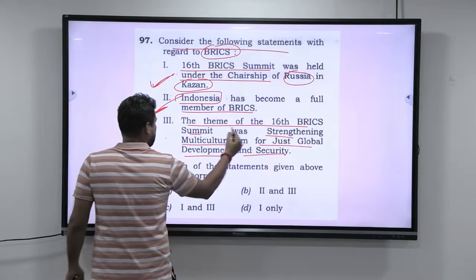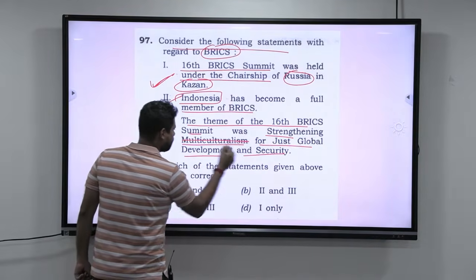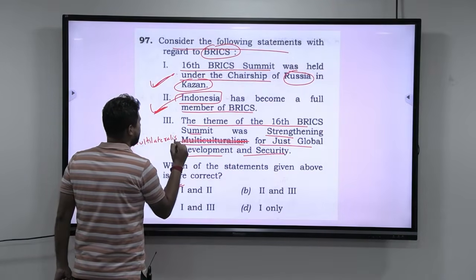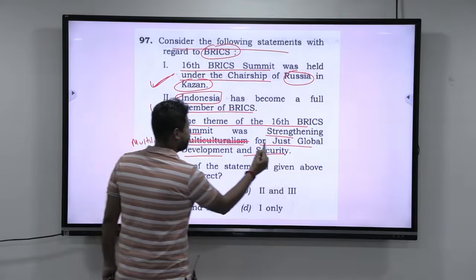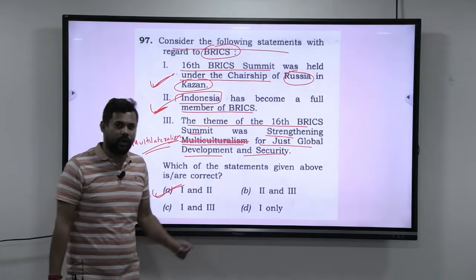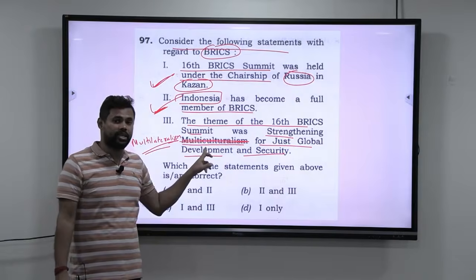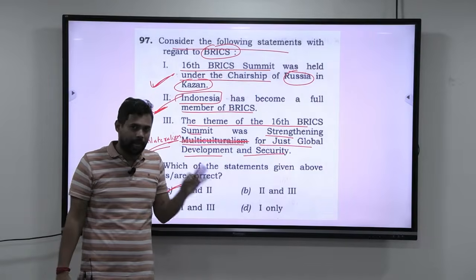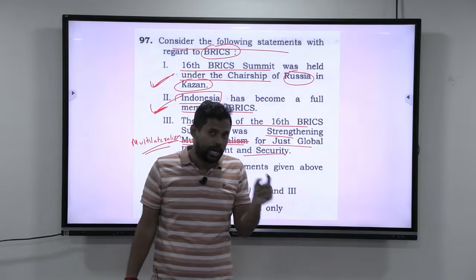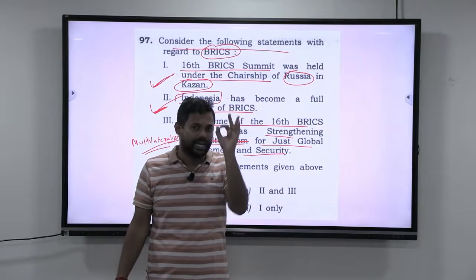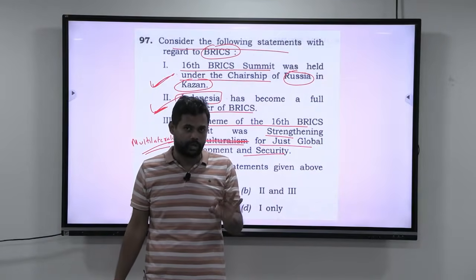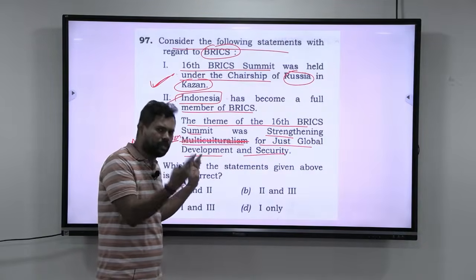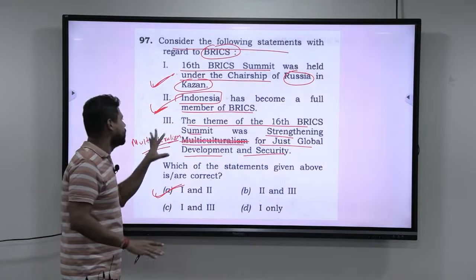But anyways, the theme of the 16th BRICS summit was strengthening multiculturalism, which is wrong. They have changed that from multilateralism. Strengthening multilateralism for just global development and security. Now I will not teach you tricks like why BRICS and multiculturalism is an inconsistency. I am not going to teach you tricks that cannot be applicable, that are not sustainable. I will never teach you tricks at all. Tricks will not work. You will not know this unless you have studied the theme very properly. Majority of them will not know this, that is my assumption.